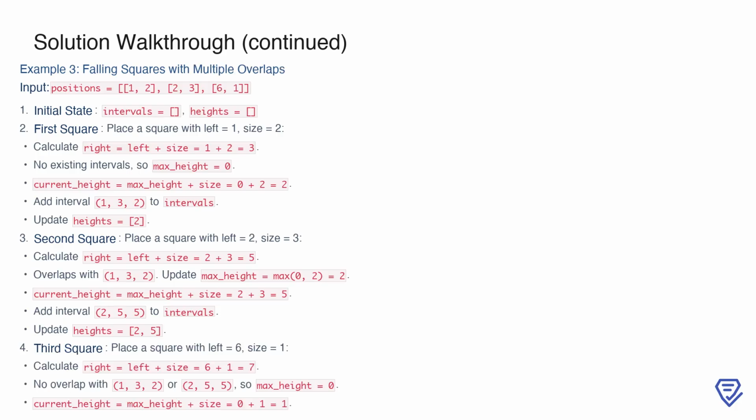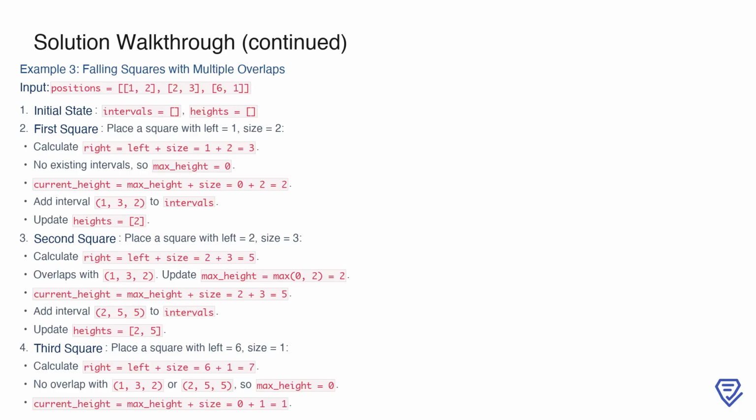Next, we examine an example with multiple overlaps. The input positions are [[1, 2], [2, 3], [6, 1]]. Initially, both intervals and heights are empty. For the first square, with a left position of 1 and size 2, the right edge becomes 3. With no existing intervals, the maximum height is 0, and adding the size gives a current height of 2. We store (1, 3, 2) in intervals and update heights to [2].